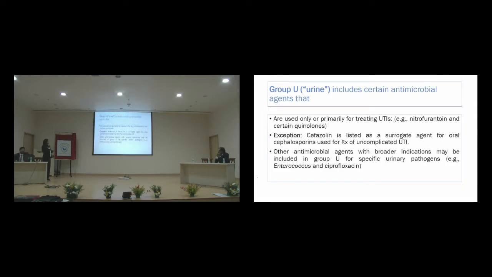Next is group U, with a few examples. This is only used for treating urinary tract infection. Examples are nitrofurantoin and certain quinolones like norfloxacin. The exception here is cefazolin, which is listed as a surrogate marker for all oral cephalosporins used to treat uncomplicated UTI. Other antimicrobial agents with broader indications may be included in group U. An example is ciprofloxacin and enterococci. Ciprofloxacin is tested for urinary isolates of enterococcus. This is an example for group U antibiotics.